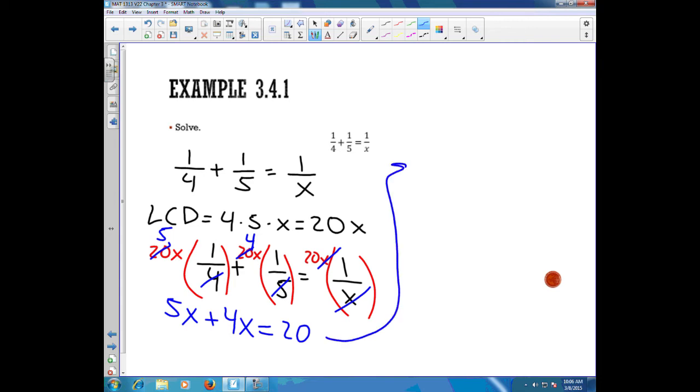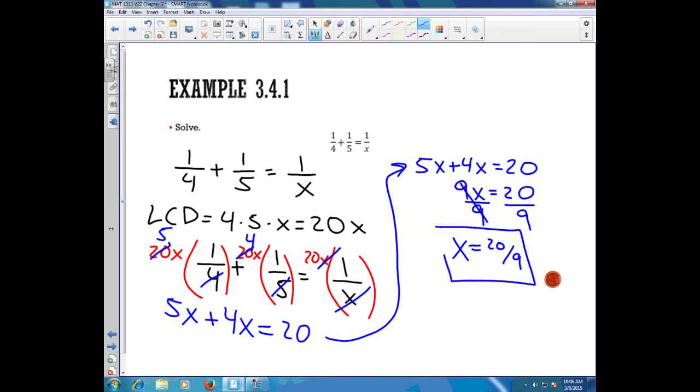Now we just need to solve this equation. 5x plus 4x is 9x equals 20. Divide both sides by 9, and we get x equals 20 over 9. Now the last step is just to plug this back in and make sure that it doesn't give you 0 in the denominator. And notice that if we plug in 20 over 9 for x, we're not going to get 0 in the denominator. Let's try another one.